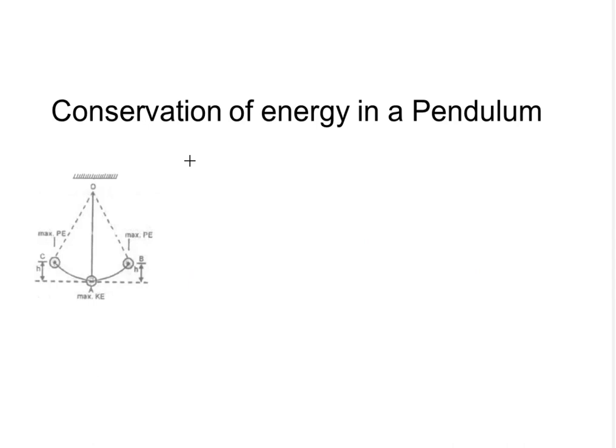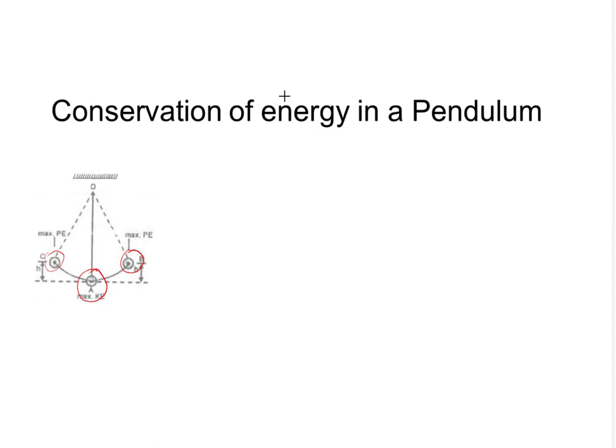The pendulum has maximum potential energy at these points, these extremes, and maximum kinetic energy at this point, the point A. At these points B and C, the pendulum will stop moving, and at point A, it is at the lowest point. So if I want to apply conservation of mechanical energy, I can do that very simply. At point A, the mechanical energy is equal to the mechanical energy at point C.